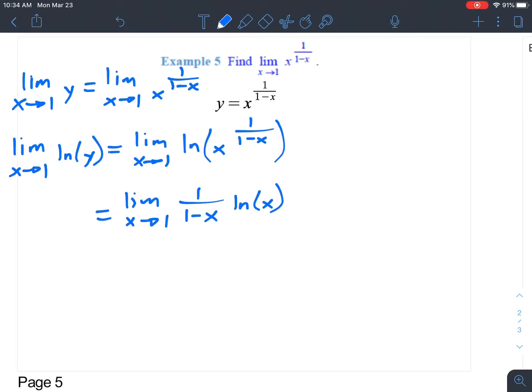So now that we've done that, this is where this question is going to be different than the previous slide, if you happen to watch that. In the previous slide, we had to take the reciprocal of one of our functions in order to turn it into a fraction. In this case, we already have a fraction, 1 over 1 minus x. So we can just take the natural log and move that to be on top.